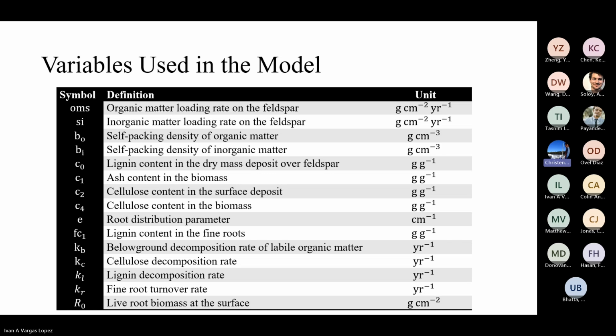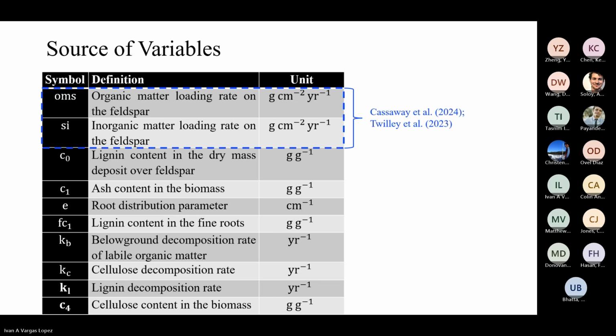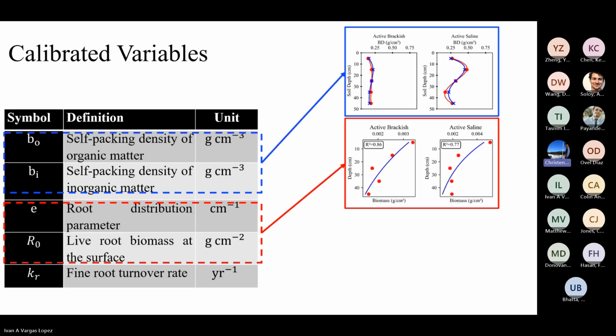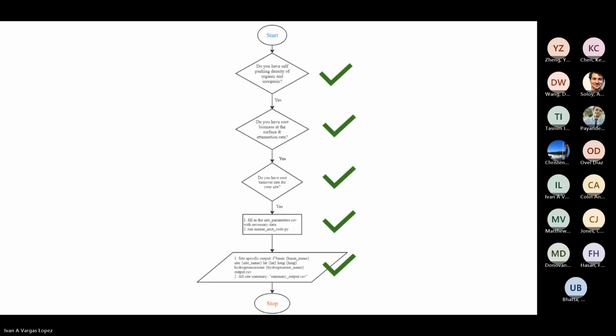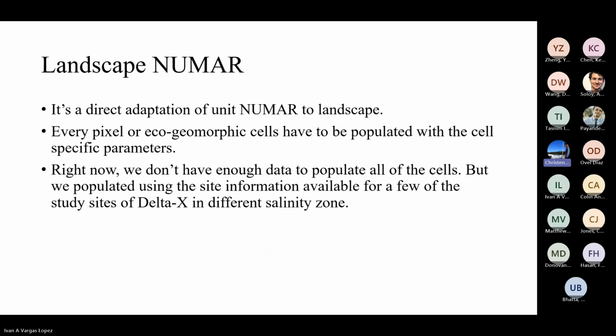Okay, so this was for the sites, right? You can run this for an individual site, CRIM site if you choose. We're also building a landscape version. Basically, instead of running on a single site, we run the NUMAR model for every pixel in the landscape from the Delta X domain. You can run this on every pixel or every eco-geomorphic cell, which I believe Robert presented earlier.